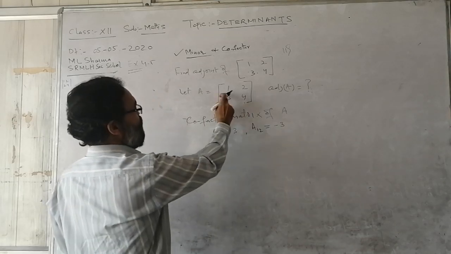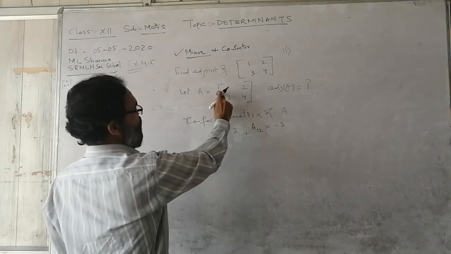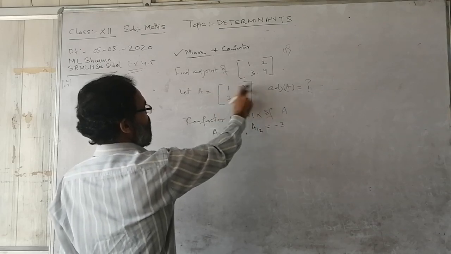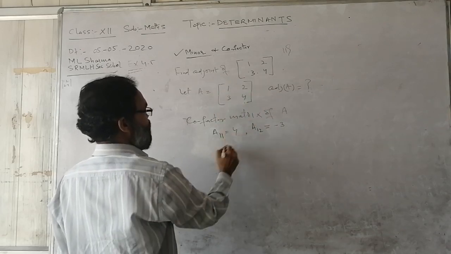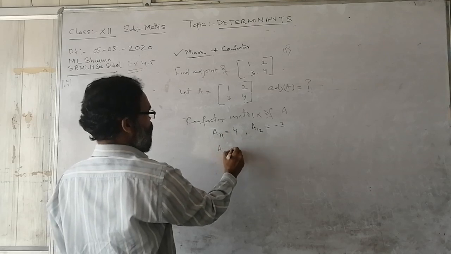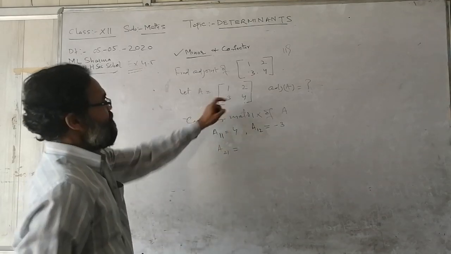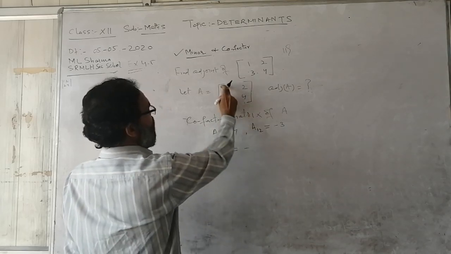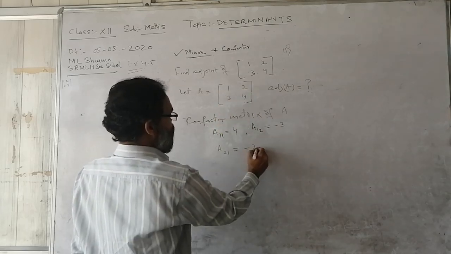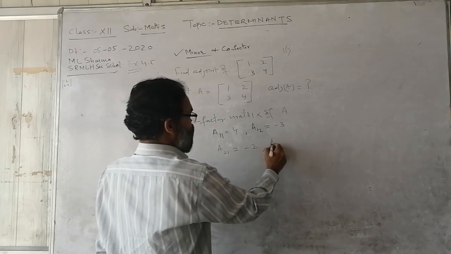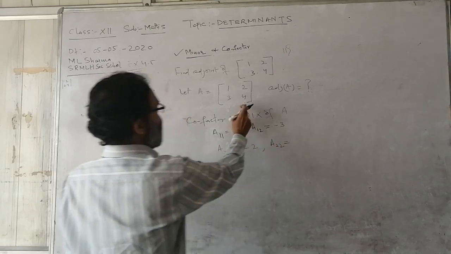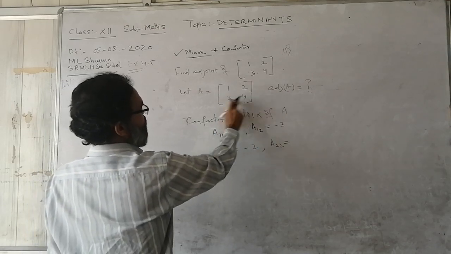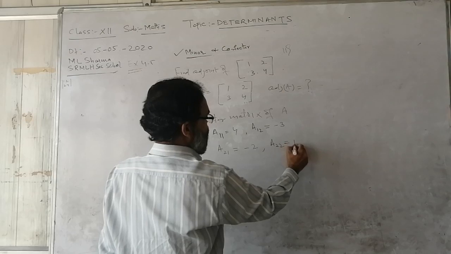Then for the element 3, deleting this row and this column, the cofactor will be 4. Then A21, the cofactor of this element, will be minus times, I will delete this row and this column, this will be 2. Then A22 is the cofactor of this element, so I delete this row and this column and I am left with 1.